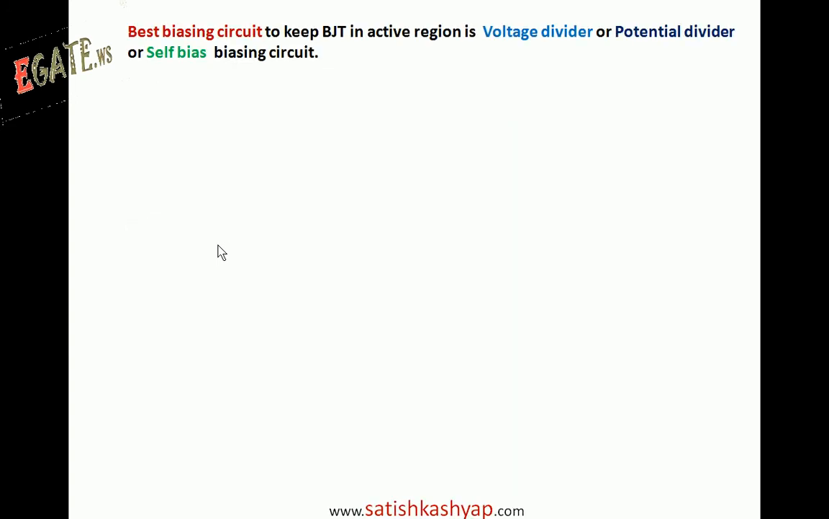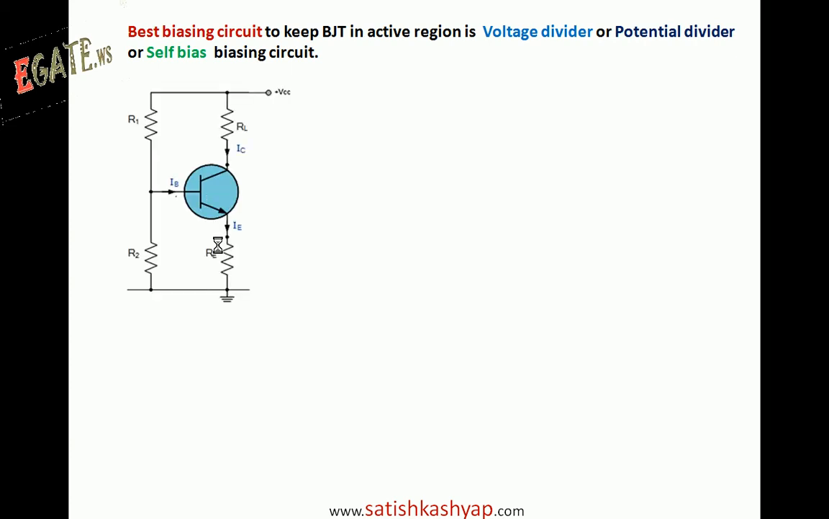And the best biasing circuit we have studied is voltage divider or potential divider or self-biased circuit. This is that circuit. With the help of a single power supply VCC, R1 and R2, these two resistors form a voltage divider, and RE acts as feedback resistor, which eliminates thermal runaway problem, so this is the best biasing circuit.